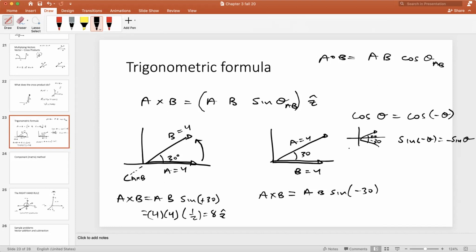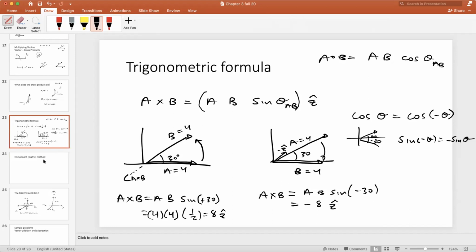Just remember those. So this ends up being negative 4 times a half, which is negative 8 z hat direction, or 8 in the negative z hat direction, which means this one goes into the page. A cross B in this case is negative because we're rotating A to B in the negative or clockwise direction. By the right-hand rule, that is a negative rotation, and it picks up a negative sign using the trigonometric formula for the cross product.